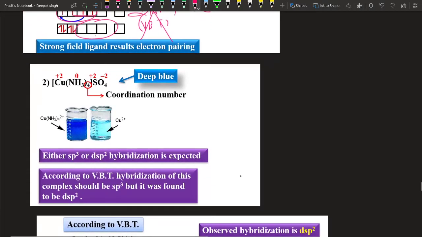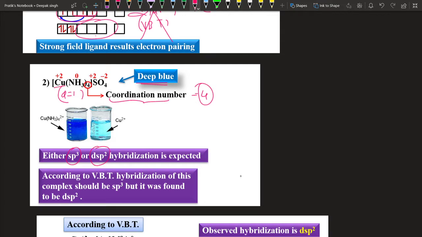Another example, if you'll see, this complex is called tetraamminecopper(II) sulfate. So this tetraamminecopper(II) sulfate, which is deep blue in color, is also called cuprammonium sulfate. Please remember, the common name of this complex is cuprammonium sulfate. Now what is the coordination number? The coordination number is 4. It's a homoleptic complex because the denticity of ammonia is 1. So for 4, either it should be sp3 hybridization or dsp2 hybridization.